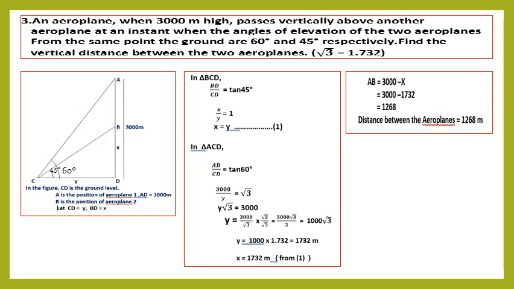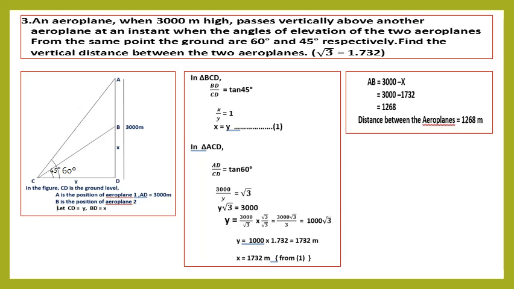Question number 3. An aeroplane 300 meters high passes vertically above another aeroplane at an instant when the angles of elevation of the two aeroplanes from the same point on the ground are 60° and 45° respectively. Find the vertical distance between the two aeroplanes.